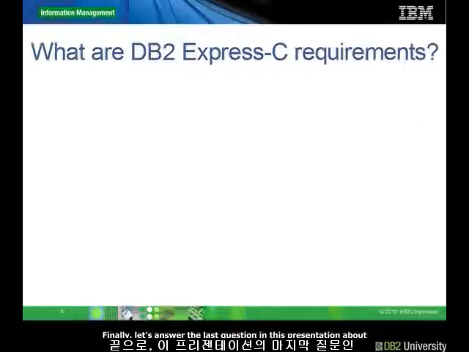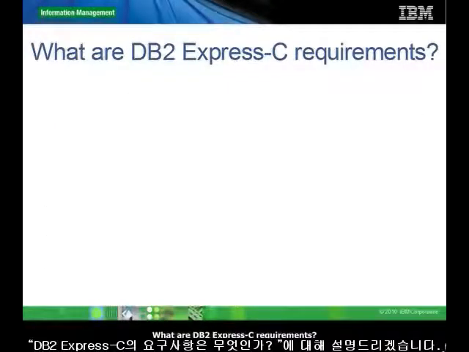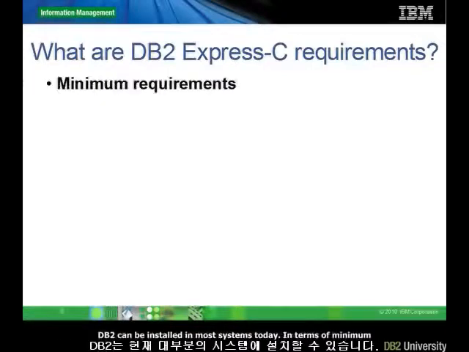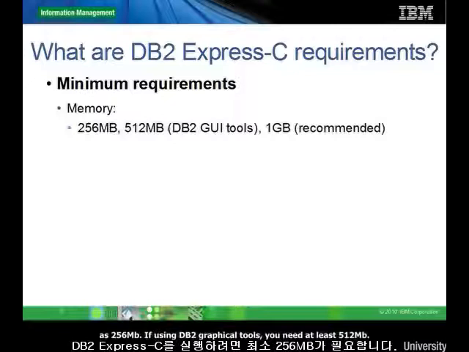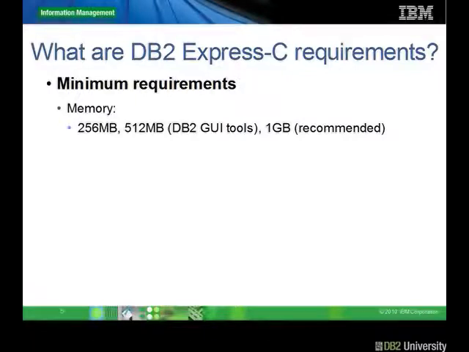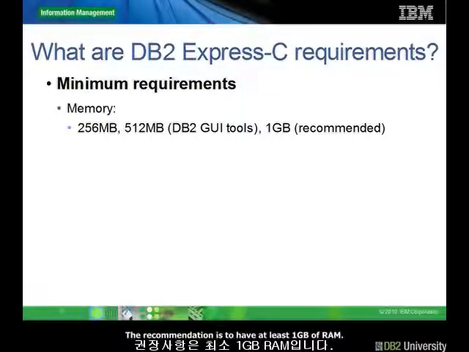Finally, let's answer the last question in this presentation about what are DB2 Express-C requirements. DB2 can be installed in most systems today. In terms of minimum memory requirements, DB2 can run with as low as 256 megs. If using DB2 graphical tools, you need at least 512 megs. The recommendation is to have at least 1 gig of RAM.